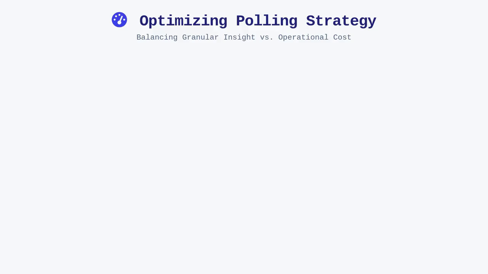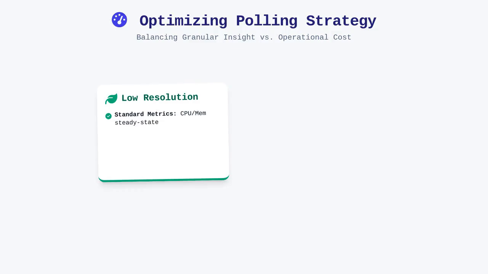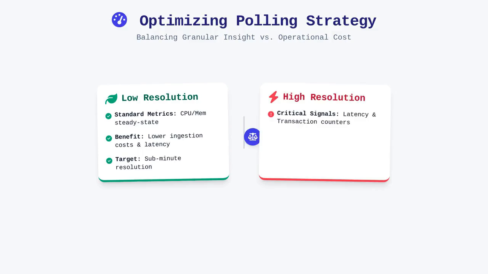Optimizing your polling strategy is essentially an exercise in evaluating the cost versus the value of granular insight. If you find that a metric is being polled every 5 seconds across 5,000 containers, consider whether that granularity is providing actionable intelligence or simply inflating your ingestion costs and processing latency. For many standard metrics, such as a steady-state CPU utilization, sub-minute resolution often provides sufficient diagnostic information without the performance penalty of secondary-level tracking. Conversely, for critical latency signals or business-impacting transaction counters, the added precision is worth the overhead.